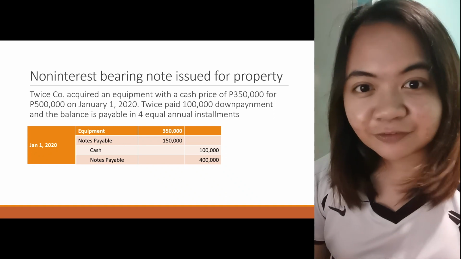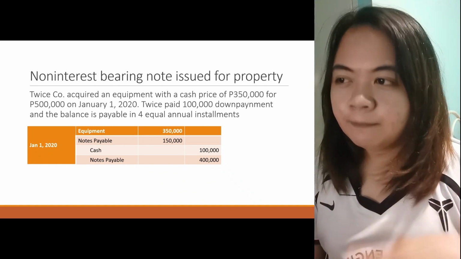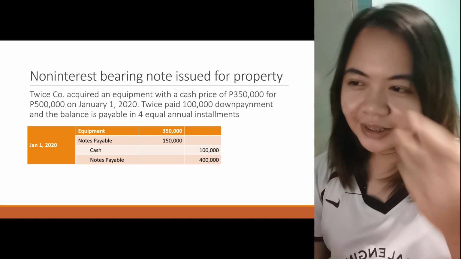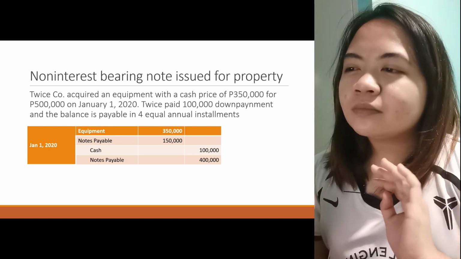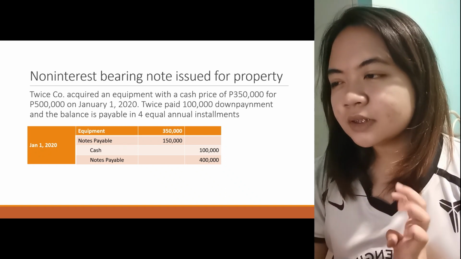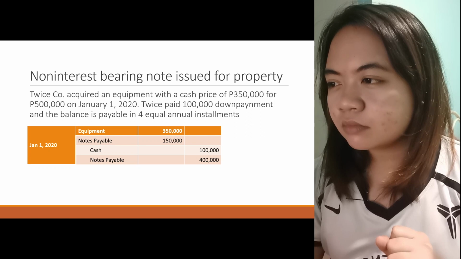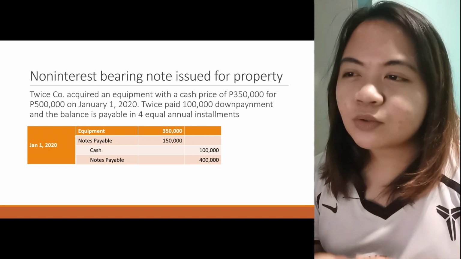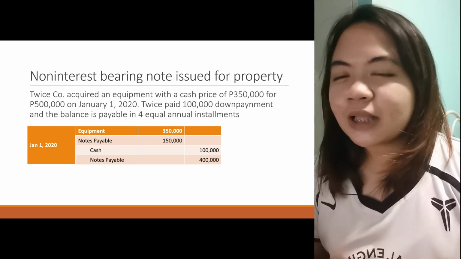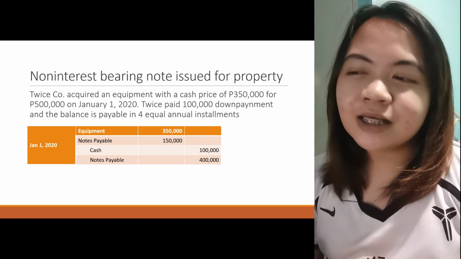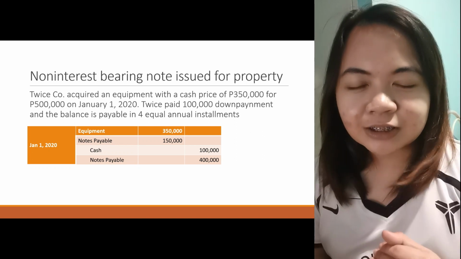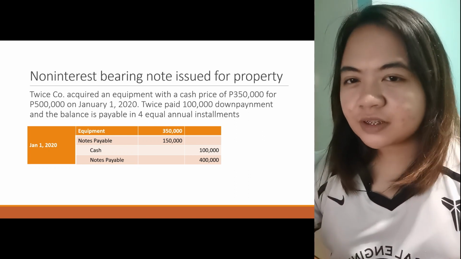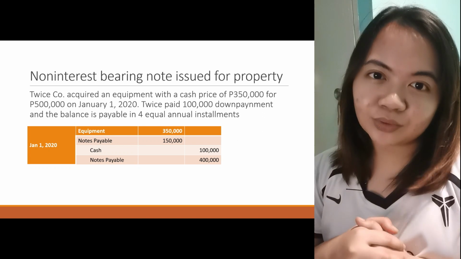Okay, so debit equipment 350 kasi 350 daw ang cash price. Okay? Pero, ang inutang mo is at 500,000. Okay? So, you now record muna, okay, so parang, oo nga, ba't nga 150 yun? Okay, anyway, so we have credit mo muna yung nilabas mong pera na cash na 100,000, okay? And then credit notes payable at 400,000 kasi yun yung unpaid balance mo, di ba? So yun yung for 500,000 less 100,000 na down payment, you have notes payable or utang mo na 400,000. Now, yung pinagkaiba ng 500 sa 350, okay, which is 150,000, this is actually the discount.